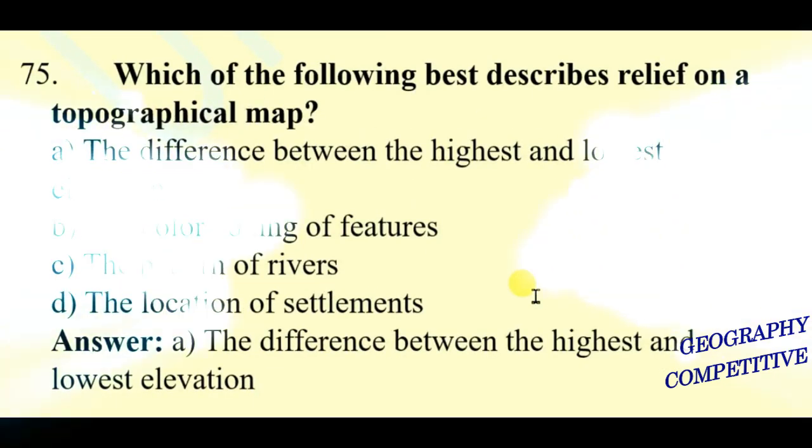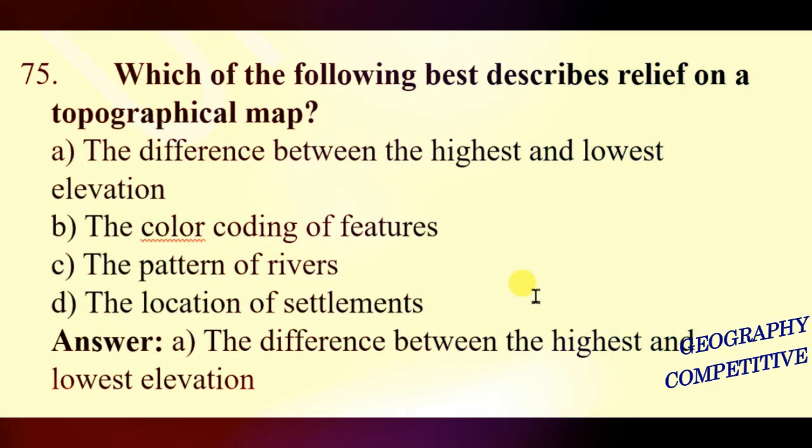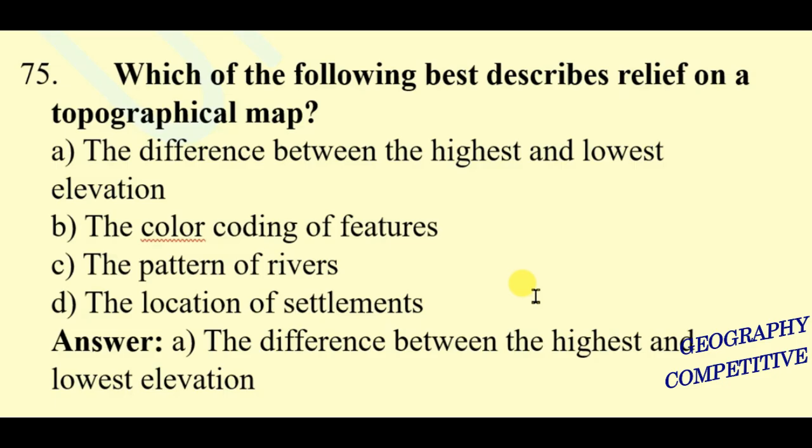Question 75. Which of the following best describes the relief on a topographical map? The difference between the highest and lowest elevation, the color coding of features, the pattern of rivers, the location of settlements. So the right answer will be the difference between the highest and lowest elevation, which is the relative relief of any topographical map.